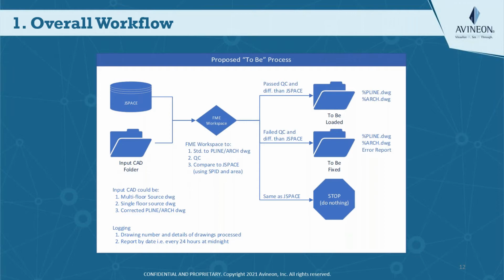If it has failed QC, a CSV format file with the specific errors encountered will be output along with the standardized drawings into this to be fixed folder. The third path is essentially that the now standardized drawings have passed QC and they're identical to the previous year's drawings. So essentially nothing needs to be done at that point. There's no further action required. The drawings don't need to be fixed and they don't need to be loaded into the TRIRIGA database.